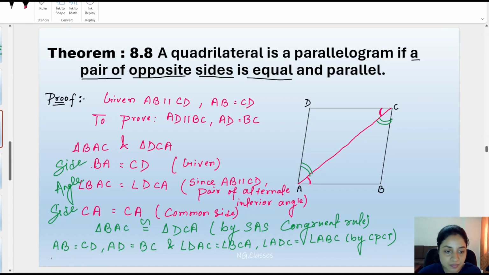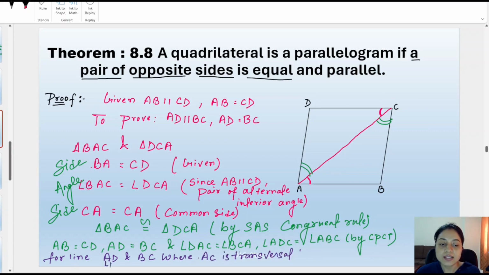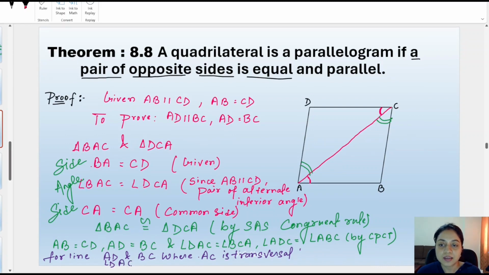So for lines AD and BC, where AC is the transversal, we can say angle DAC is equal to angle BCA, this one. Therefore, AD must be parallel to BC.